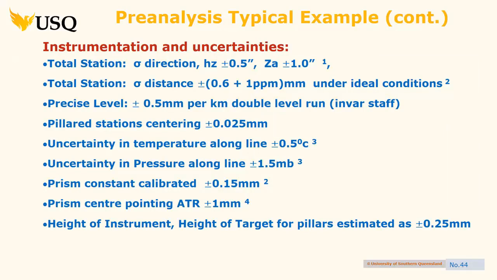I want you to think about the things you should have been thinking about in the assignment. Total station, you have horizontal and vertical uncertainties, right? In distance, you have a fixed and a scale uncertainty. Precise leveling, you have an uncertainty level. Pillared stations, like a standard pillar station, people talk about a quarter of a millimeter of uncertainty. It's about right. Uncertainty in the temperature along the line. And uncertainty in the pressure along the line. Now, do you notice I say along the line there?